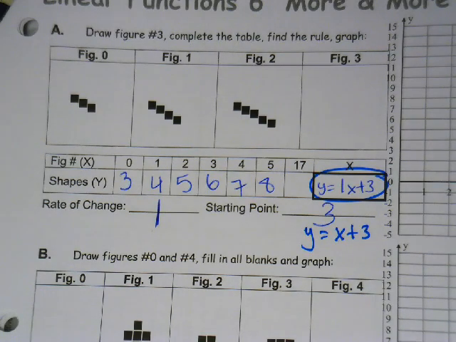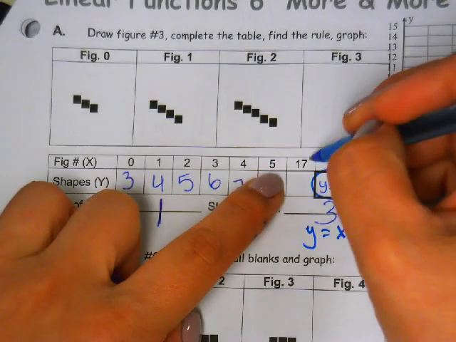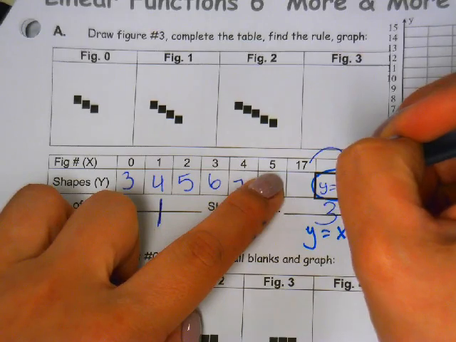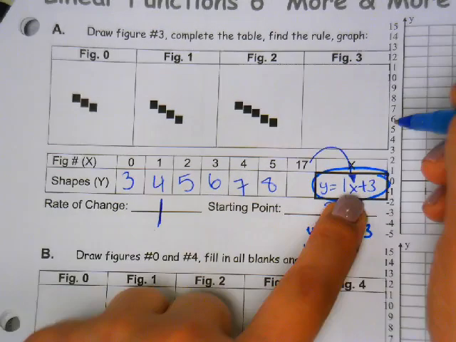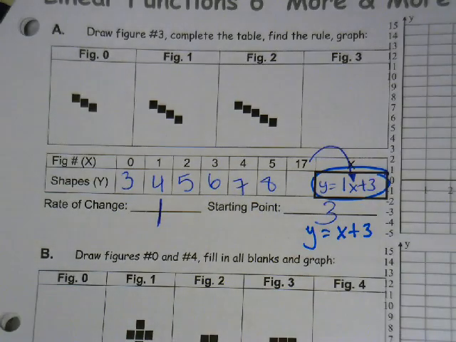Now, what do I do with the 17? You plug it in, you multiply by 1, and then add 3. So what's 1 times 17? 17. Plus 3? 20.